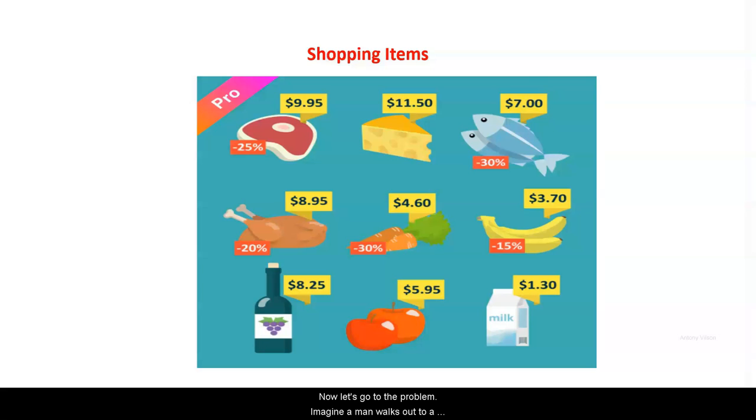Imagine a man walks out to a shop with the given money to purchase items. His task is to buy as many items as he can. He needs to buy the maximum number of items with the available money. But on one condition: he can buy only one quantity of any item that he selects. Let's have a look at the problem statement. You will get a better idea.